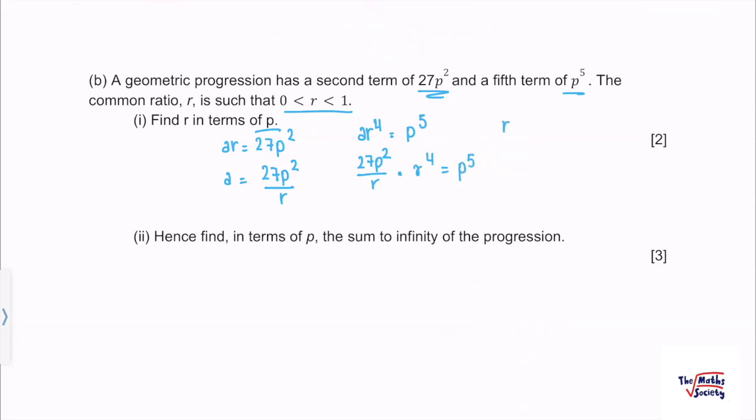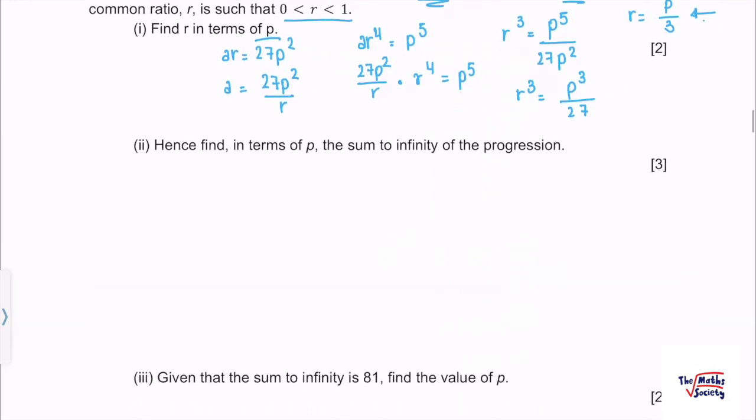So you have r to the power 3 equals p to the power 5 divided by 27p squared. So that's going to be r cubed equals p to the power 5 minus 2, so p cubed divided by 27. So r is going to equal, oh sorry, let me just write this way. Yeah, so r is equal to the cube root of p cubed over 27, so it's going to be p by 3. And that is your r in terms of p.